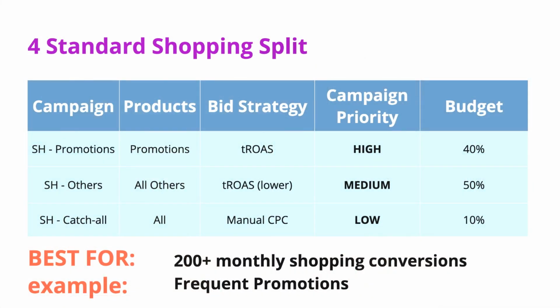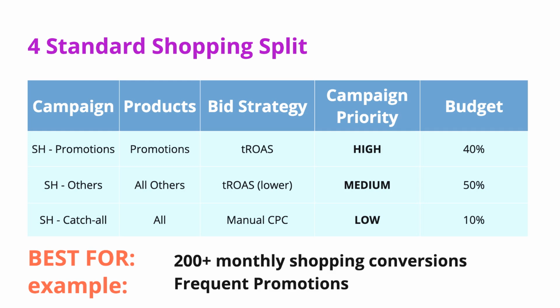Standard shopping split powerhouse. For Google Ads accounts spending $20,000 or more monthly, maximizing granular control and optimization becomes a lot more important. Let's look at how the standard shopping split powerhouse setup works. For example, when your account gets over 200 monthly sales and you run frequent promotions, put 40% of your budget into your promotional products campaign.